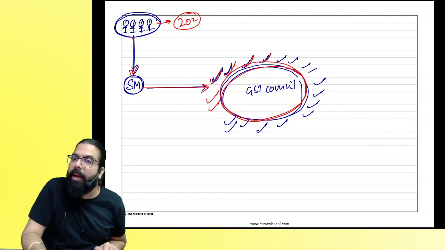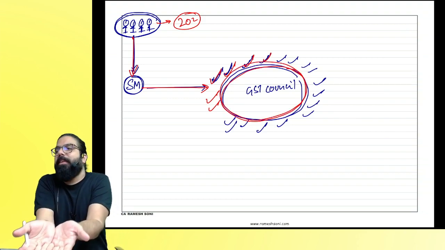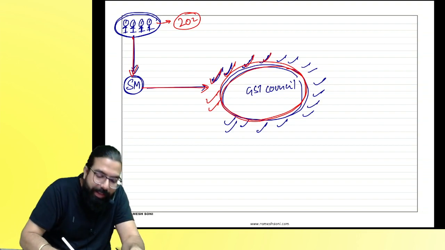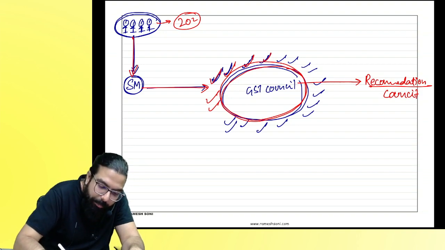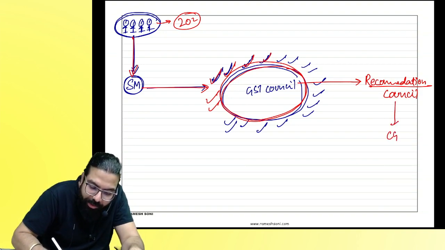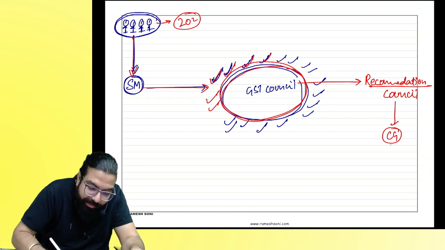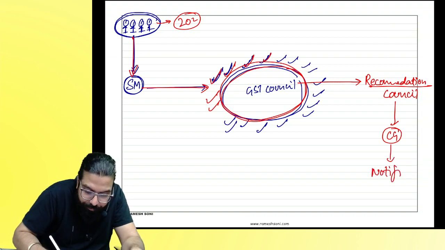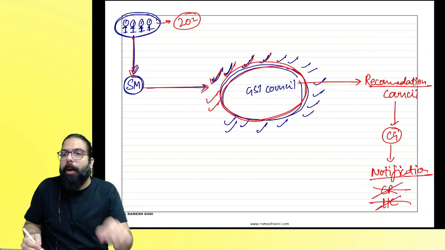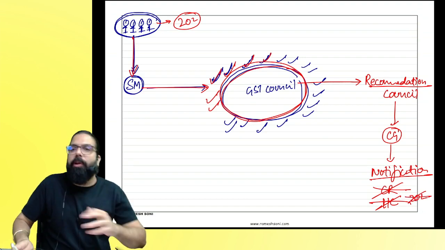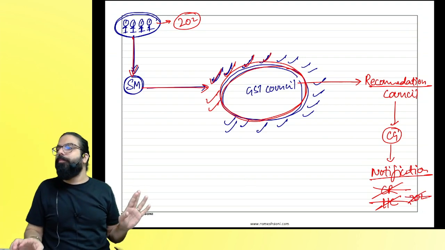All of them will sit together and decide. Everyone will tell, this is my state's problem, this is my state's problem, and then they will give their recommendation. People, listen carefully. This is known as the recommendation of the council. This recommendation of the council goes to the central government. The central government issues a notification that from today compulsory registration is not required for handicraft suppliers. Up to 20 lakh rupees, a handicraft supplier will not be required to take compulsory registration.